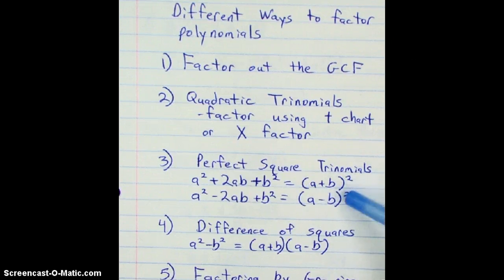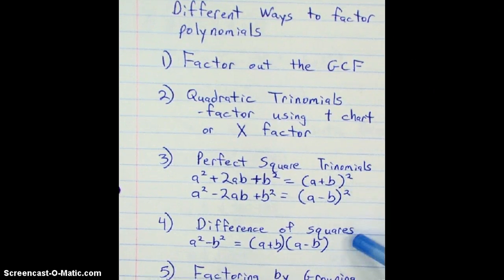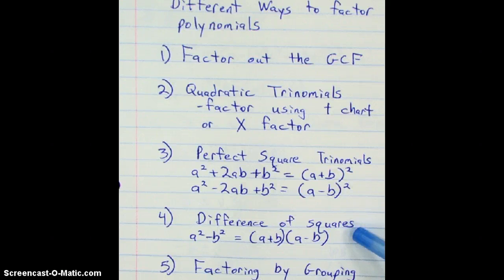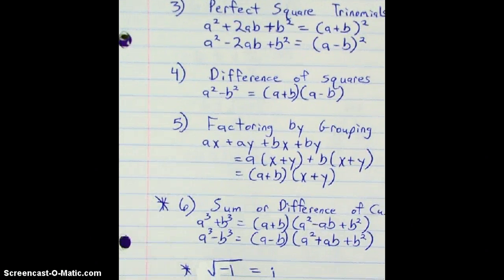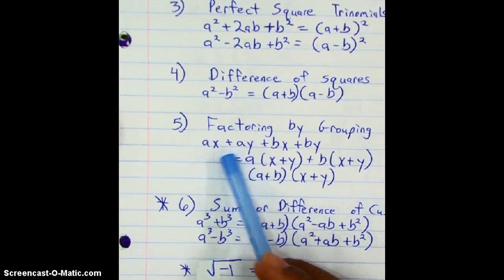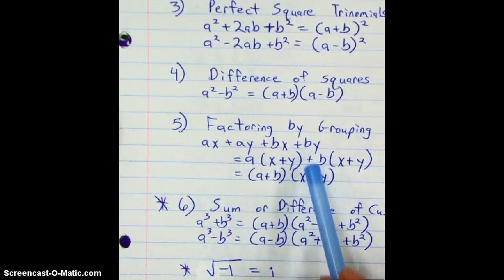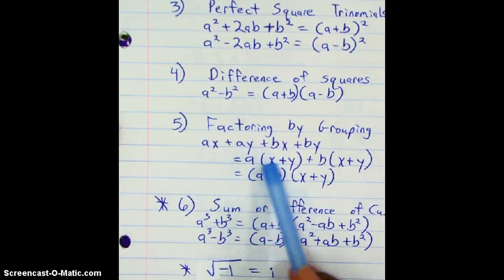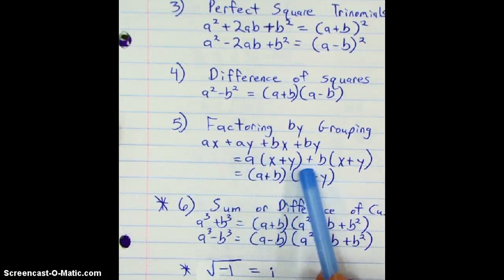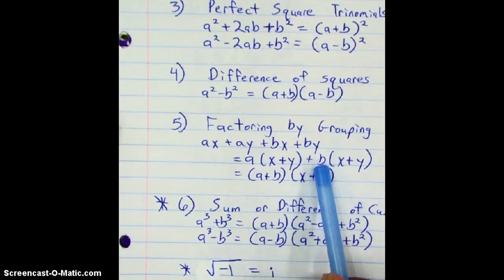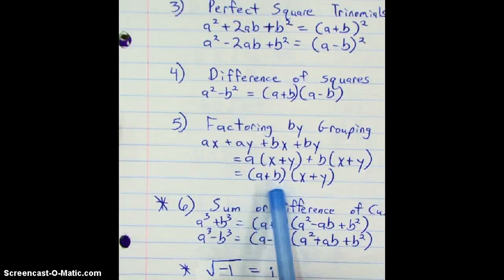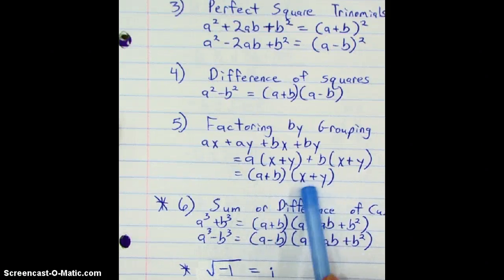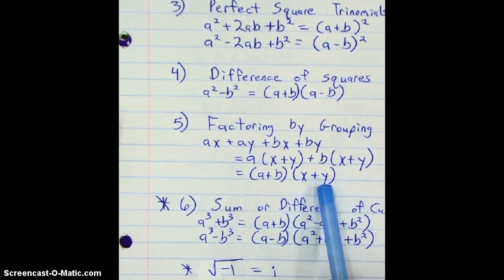Well, here's the formula anyways. And here's the formula for the difference of squares. Here is factoring by grouping. We have ax plus ay plus bx plus by equals a(x plus y) plus b(x plus y), and then you get (a plus b) times the sum of (x plus y). So we've done factoring by grouping.